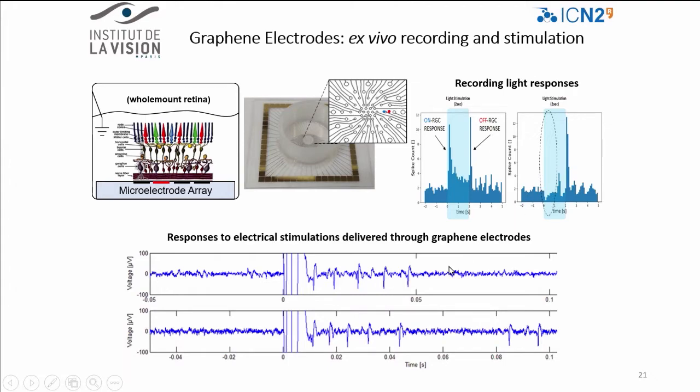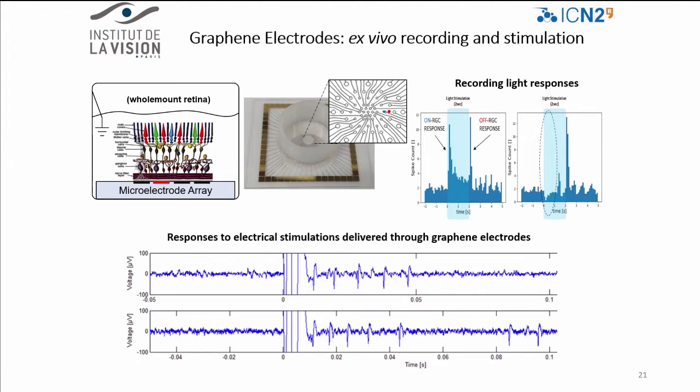And what we show on this recording is that if we stimulate electrically here, and you see the artifact of stimulation, we can induce spikes in the retinal ganglion cell, meaning that we are not only able to record the spikes, but we can electrically stimulate the isolated retina, such that we will elicit a spike in the ganglion cell.